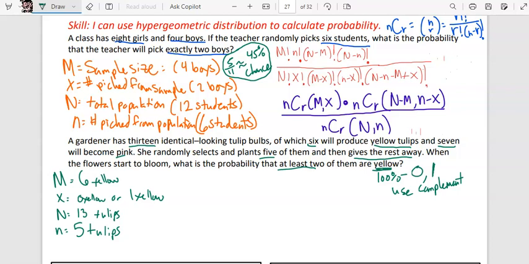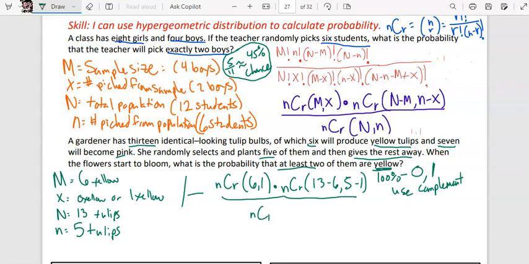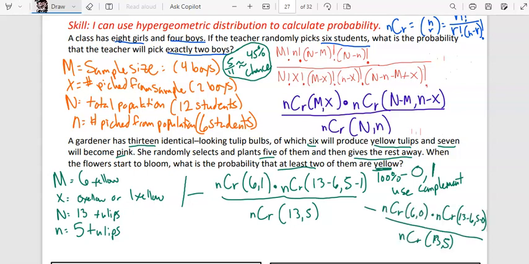Let's plug that in on this paper. So 1 minus nCr of 6 comma 1 times nCr of 13 minus 6 comma 5 minus 1, all over nCr of 13 comma 5. And then we'll also subtract when x is 0. From here, we'll put this into Desmos.